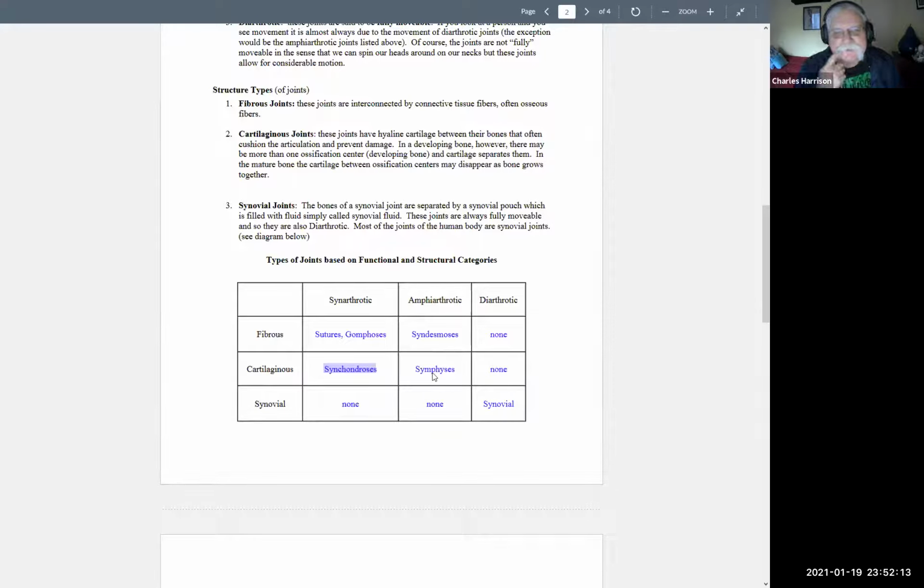The most common example of the symphysis is the pubic symphysis in the front of the pubic bone itself. This can stretch, this can break, rupture during childbirth. Okay. The cartilaginous amphiarthrotic joint is a symphysis.